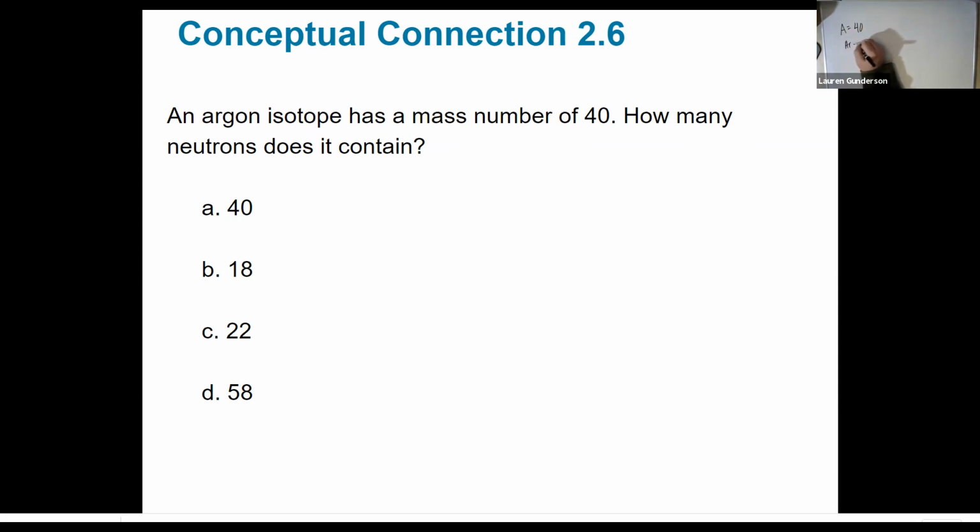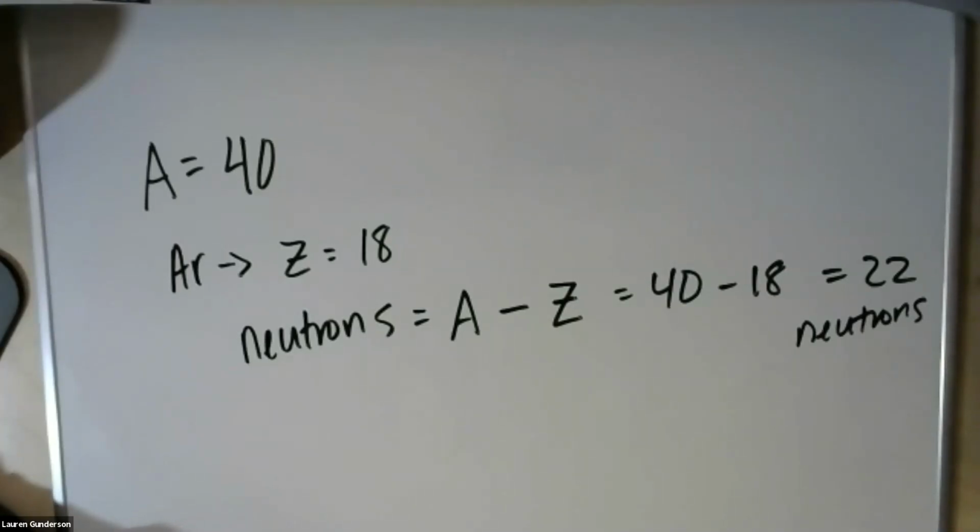If we look up argon on the periodic table, we see that the atomic number is 18. So to find the neutrons, it's going to be your mass number value minus your proton value, A minus Z, or 40 minus 18. So we'll have 22 neutrons.